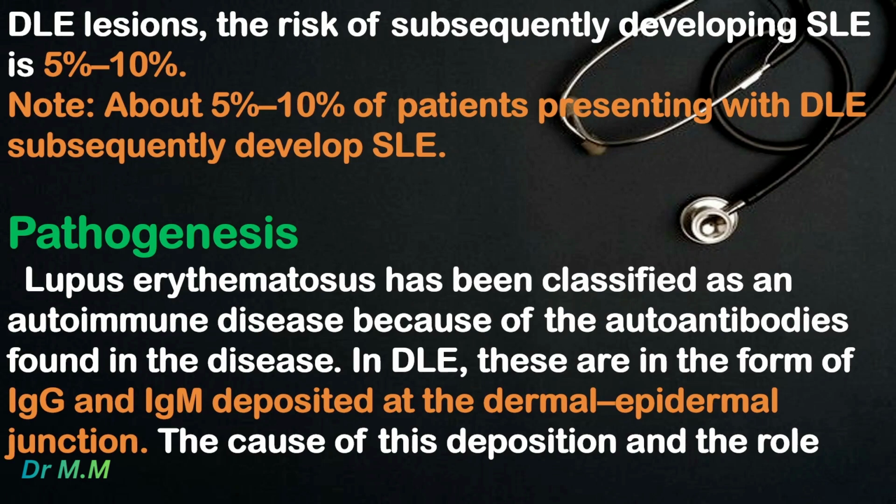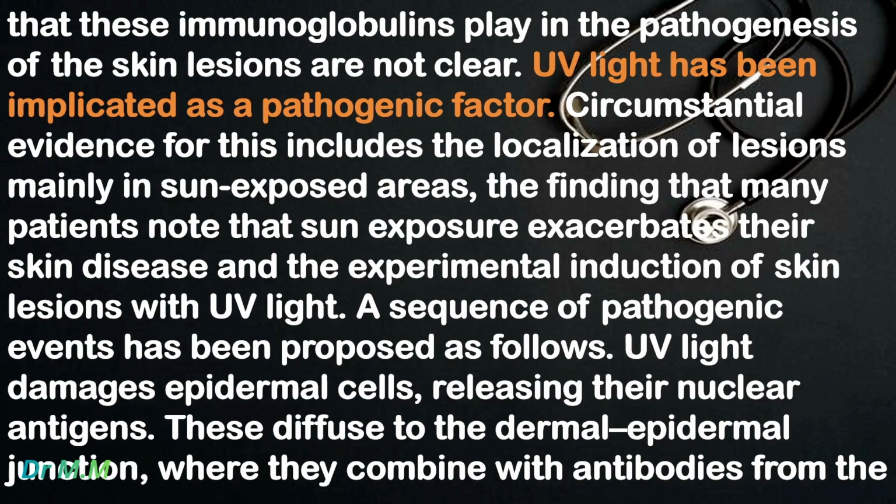Pathogenesis. Lupus erythematosus has been classified as an autoimmune disease because of the autoantibodies found in the disease. In Discoid Lupus Erythematosus, these are in the form of IgG and IgM deposited in the dermal epidermal junction. The cause of this deposition and the role that these immunoglobulins play in the pathogenesis of the skin lesions are not clear. UV light has been implicated as a pathogenic factor.